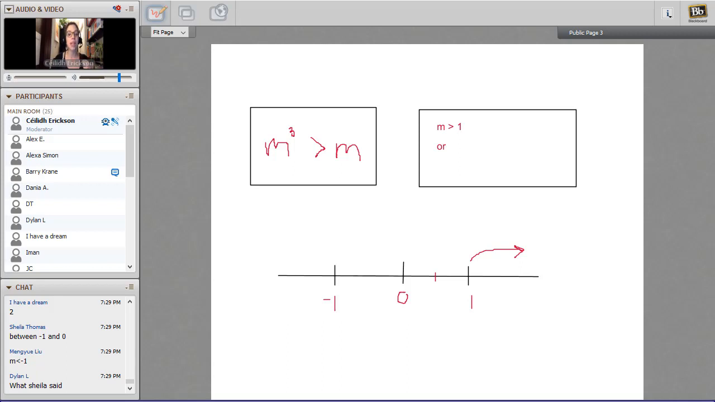Aha, between 0 and -1. So if we want to say where m is between -1 and 0, we would write it this way: -1 less than m less than 0. We read that as m between -1 and 0. So if we were to cube -1/2, we would get closer and closer to 0. Nice.